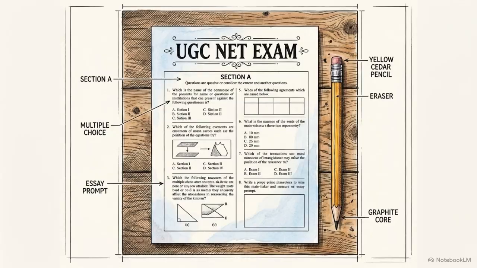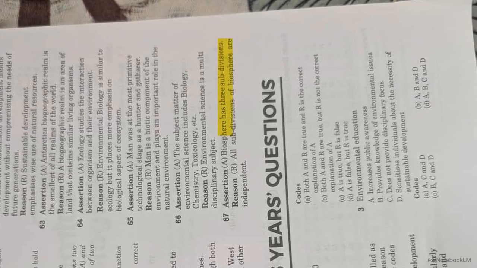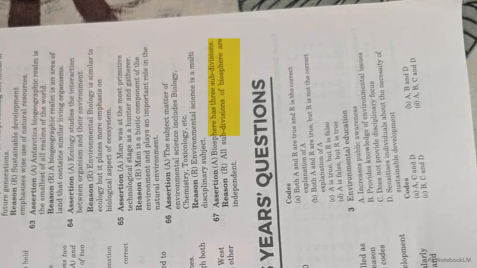Let's look at how the UGC MET exam tests your understanding of these concepts, particularly through assertion and reason question formats. Question 62 asserts sustainable development doesn't compromise future generations. Based on the 1987 Brundtland definition, this is true. Next, question 67 states the biosphere has 3 subdivisions. Recalling our physical taxonomy, lithosphere, hydrosphere, and atmosphere, you can verify this instantly.